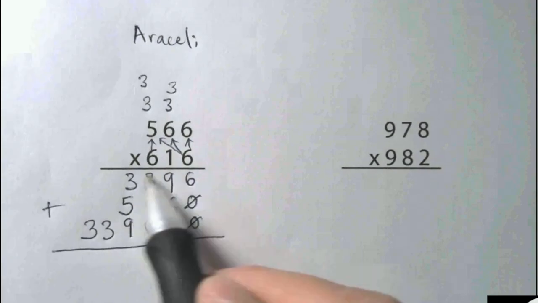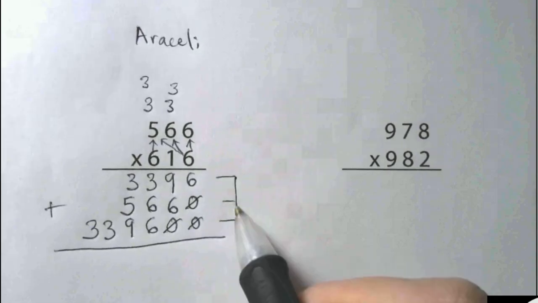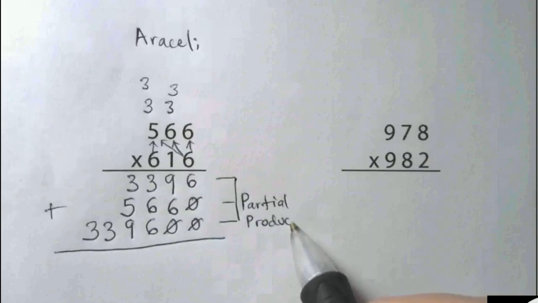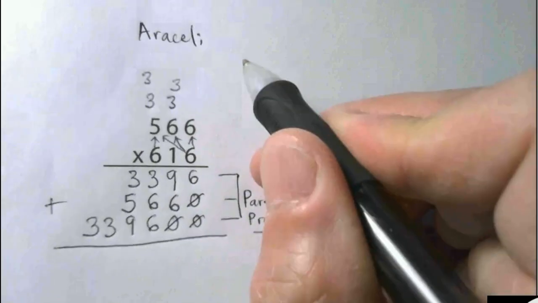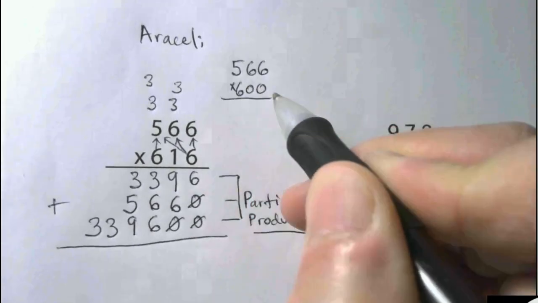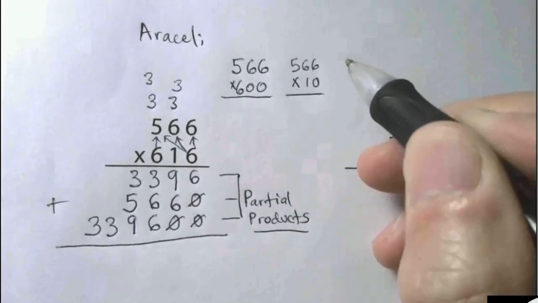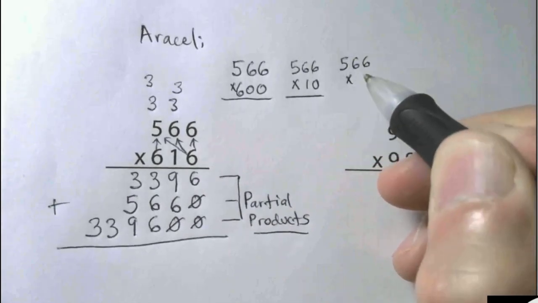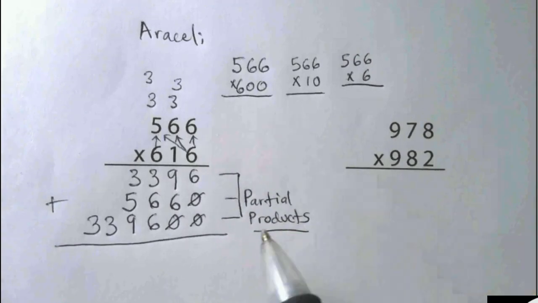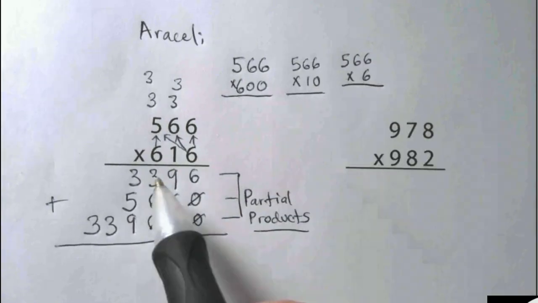Okay. Araceli, do you remember what these are called? Partial products. Yes, these are called partial products. Write that down on your notes, please. Partial products come from multiplying 566 times 600, then 566 times 10, and then 566 times 6, because this is 616. That's why these are called partial products. So this one is this answer right here, and this one is this answer.